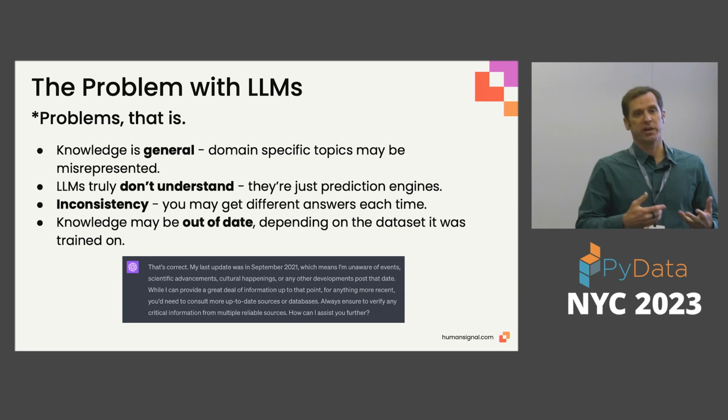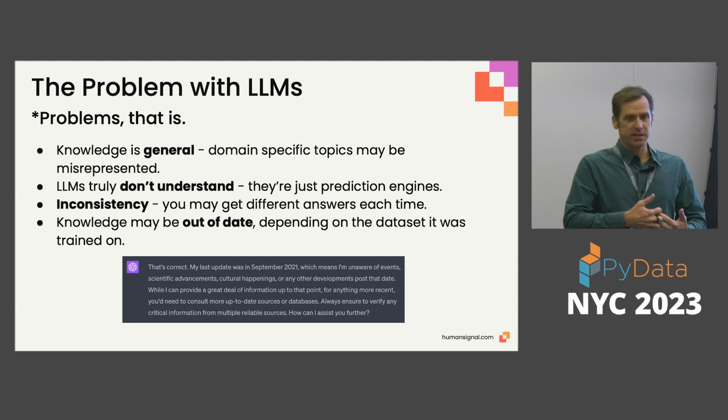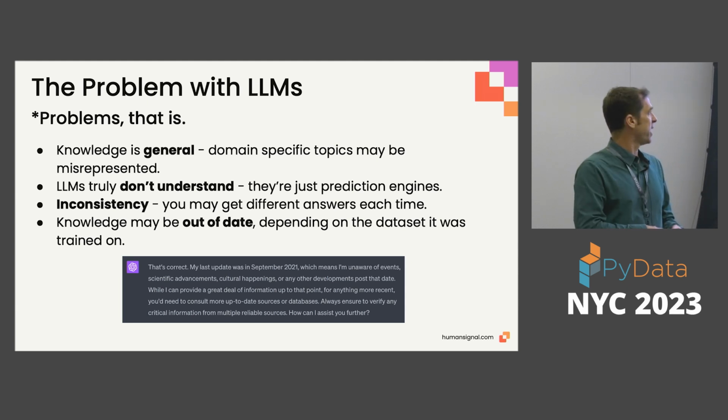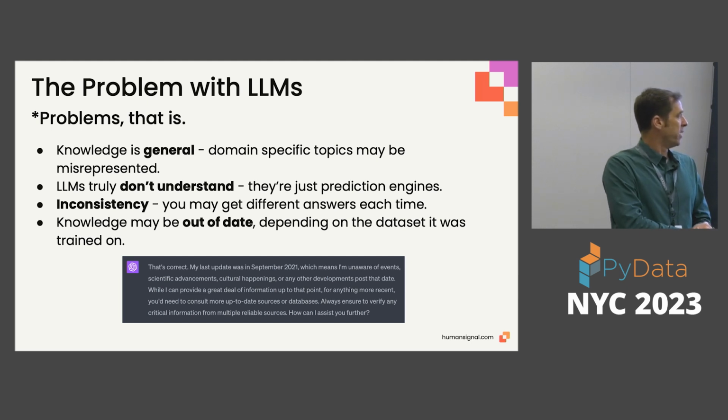But the problem is that this knowledge is general, and domain-specific topics may be misrepresented. LLMs also don't truly understand; they're like general prediction engines. There's a level of inconsistency, where you may get different answers each time. And most importantly, the knowledge may be out of date, depending upon the data set it was trained on.